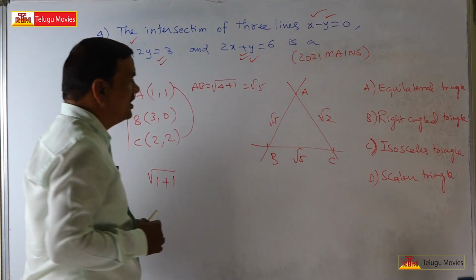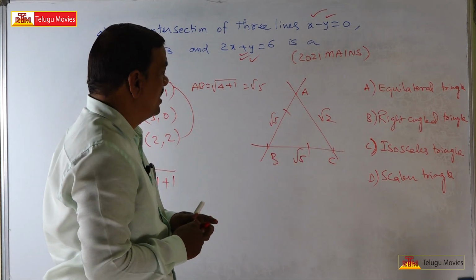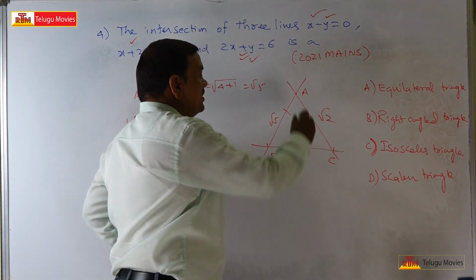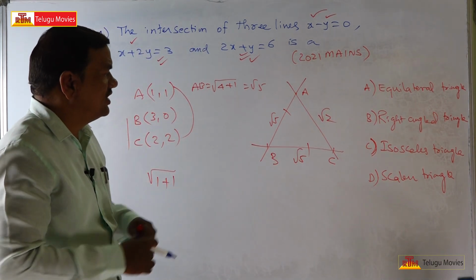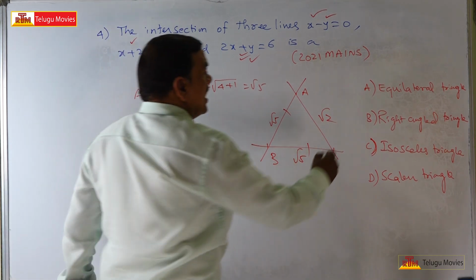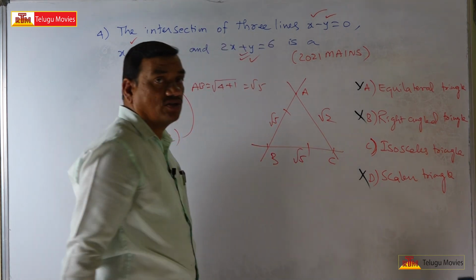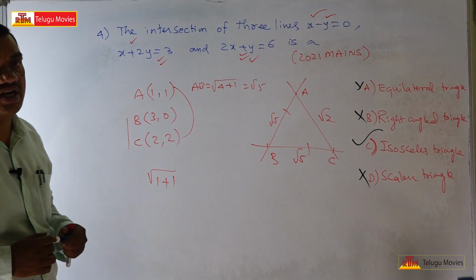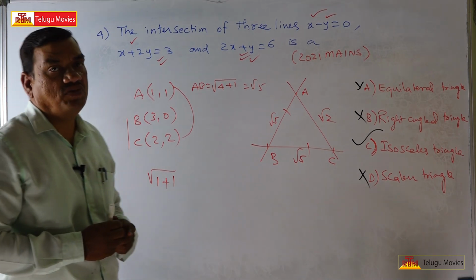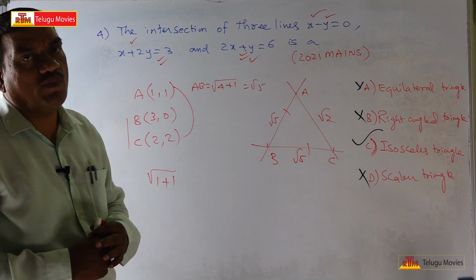So if you observe here, AB is equal to BC, and it is not equal to AC. Only two sides are equal, so it cannot be an equilateral triangle, it cannot be a right angle triangle, and it cannot be a scalene triangle. The one and only answer is isosceles triangle. Okay, very easy problem this is. I hope that you understand this solution. Let us go for the next problem.